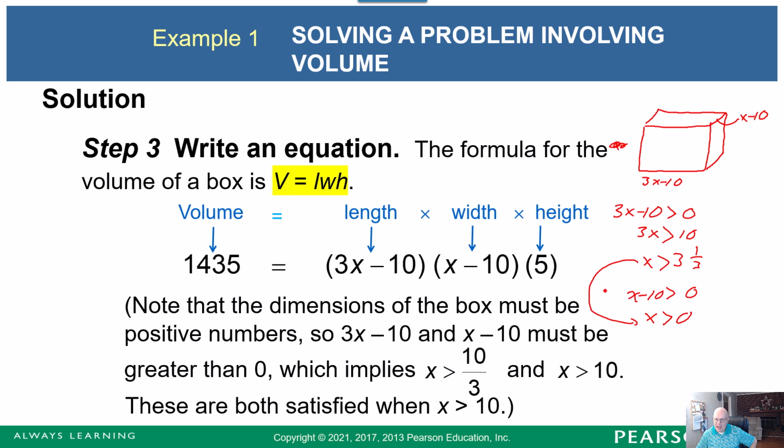This and this. Now we know this is 5, so we don't have to worry about that. So take a look at those two. Oops, I'm missing a 1 there. There we go. So we've got these two conditions, and they have to be both true at the same time. So x has to be greater than 3 1/3, and x has to be greater than 10. Well, if you think of those on the number line, that means, in essence, that x has to be greater than 10.